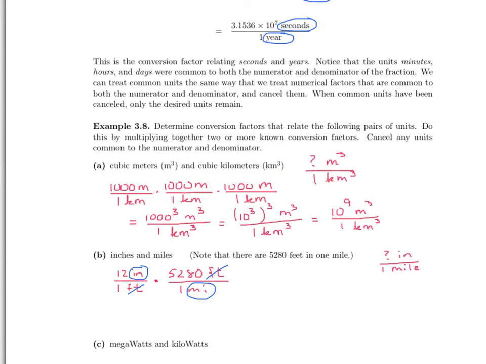So when we are finished multiplying these 2 fractions together, we should arrive at a fraction that has this form. So let's go ahead and actually multiply the 12 and the 5,280. When you multiply these together, you end up with 63,360 inches per 1 mile.